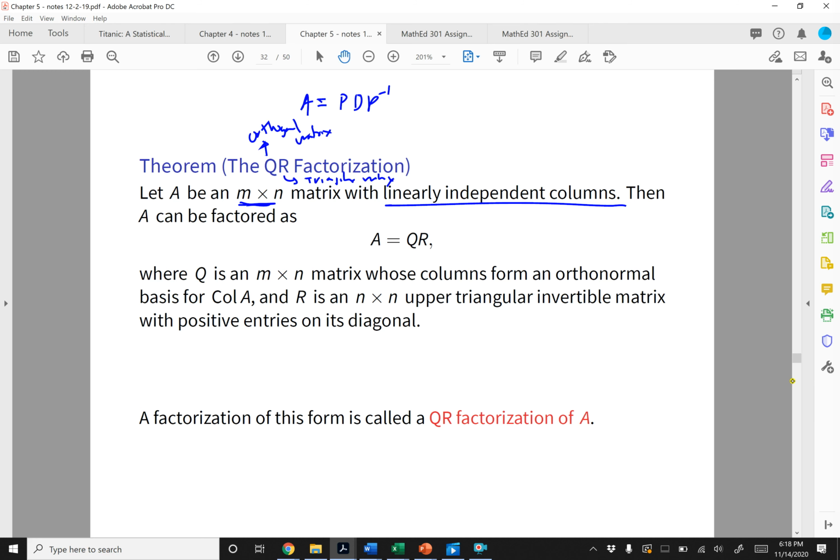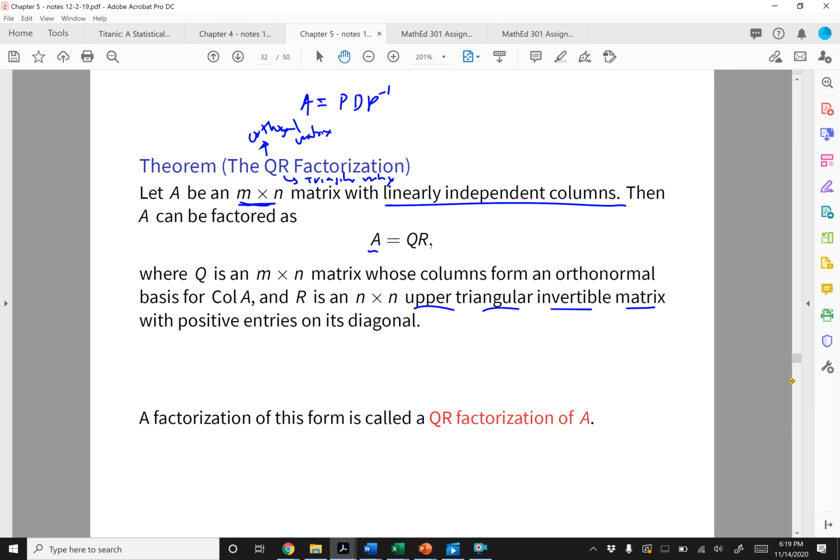So as long as we have that, then we can factor A into a product of two matrices, where Q is an m by n matrix whose columns form an orthonormal basis for the column space of A, and R is an n by n upper triangular invertible matrix with positive entries on its diagonal. This is a pretty strong theorem. This is really, really nice. I'll show you one nice thing about that if we have time. This is called the QR factorization of A.